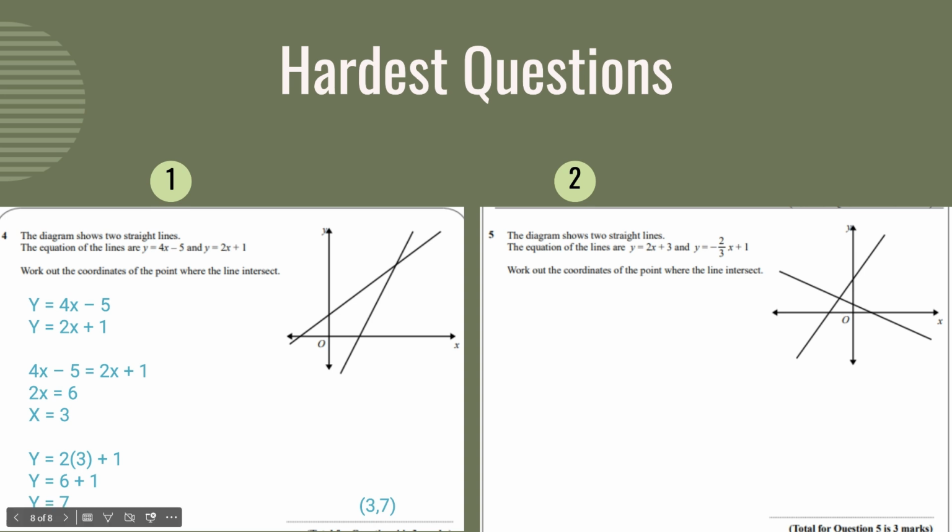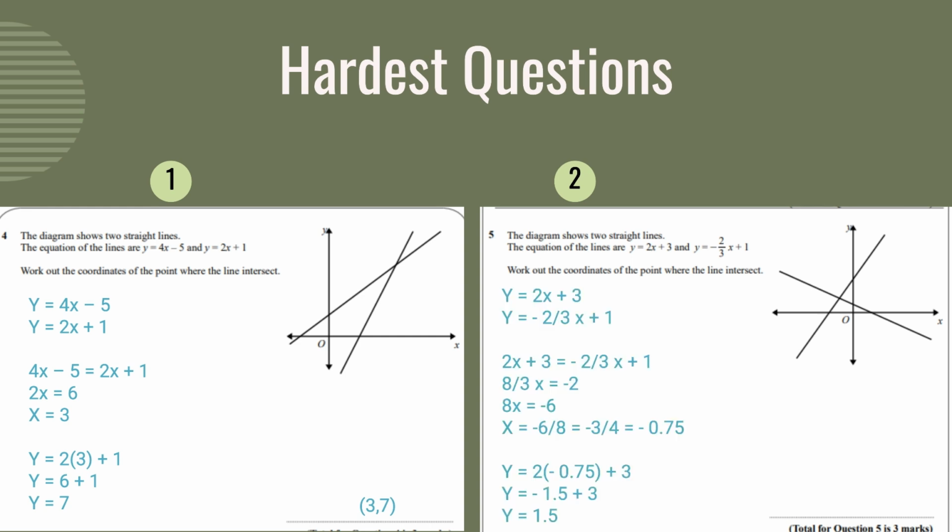Now with our second question, the diagram shows two straight lines. The equations of the lines are y equals 2x plus 3 and y equals negative 2/3 of x plus 1. Work out the coordinates of the point where the lines intersect. Now, we simply use what we did in the other question. So we write y equals 2x plus 3 and y equals negative 2/3 of x plus 1. So we put them equal to each other, so 2x plus 3 equals negative 2/3 of x plus 1.